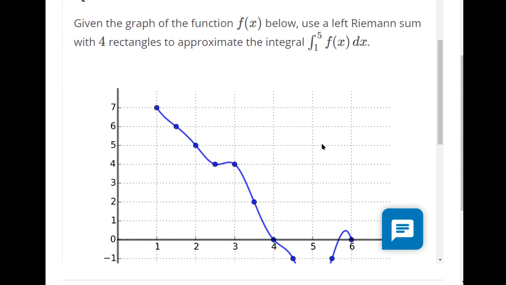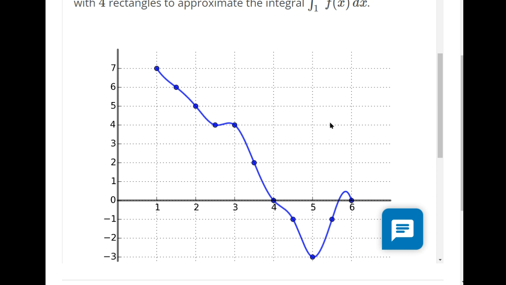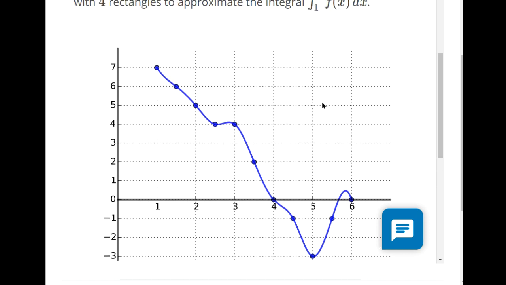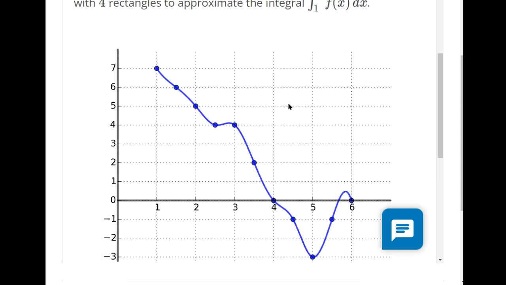Mastery. I guess they're all going to be pictures, huh? Do a left Riemann sum of 4 rectangles. Oh, you can't see what I'm looking at. Or can you? Yeah, you can. Do a left Riemann sum of 4 rectangles. Let's get a picture. Click that, click here.